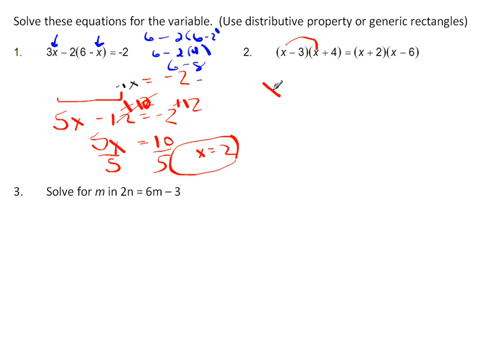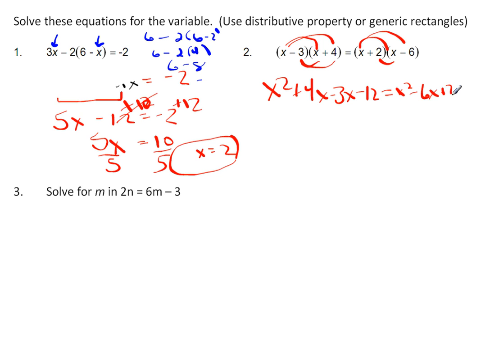So I have x squared, and then plus 4x, minus 3x, and minus 12, equals x squared minus 6x. And I apologize, I'm trying to write with a mouse here. Plus 2x and minus 12. Now I guess I'll simplify this stuff in here.